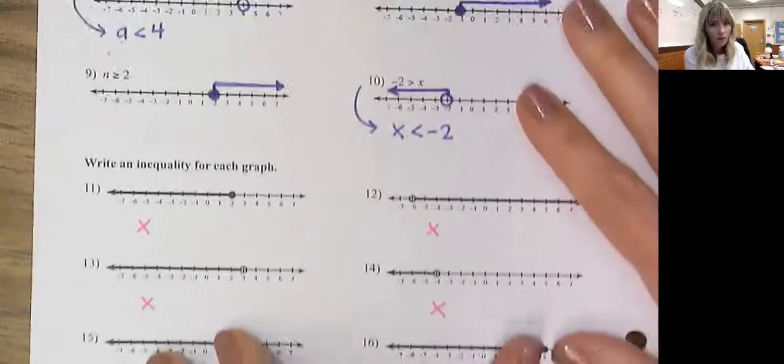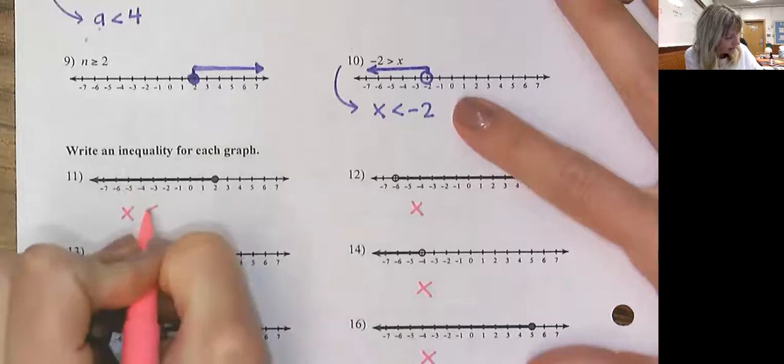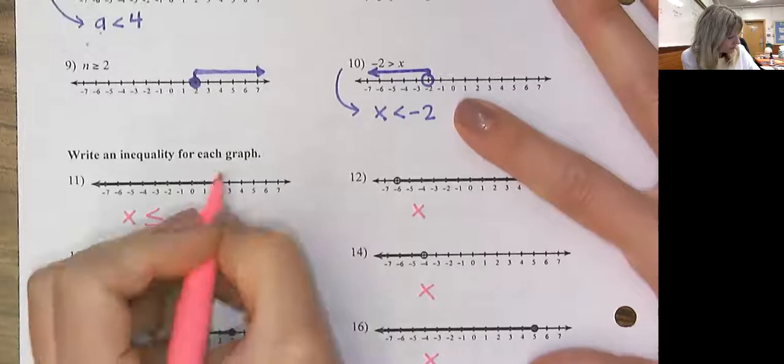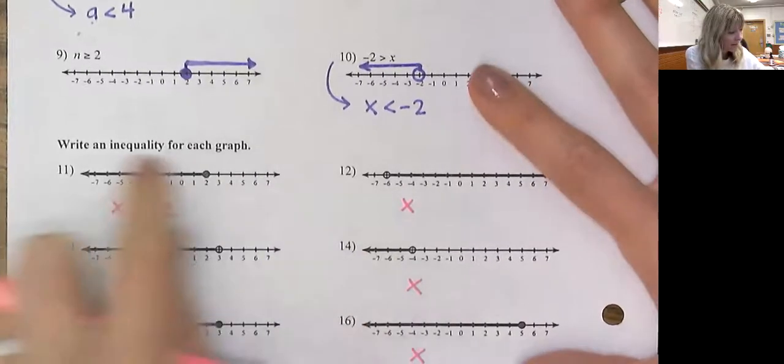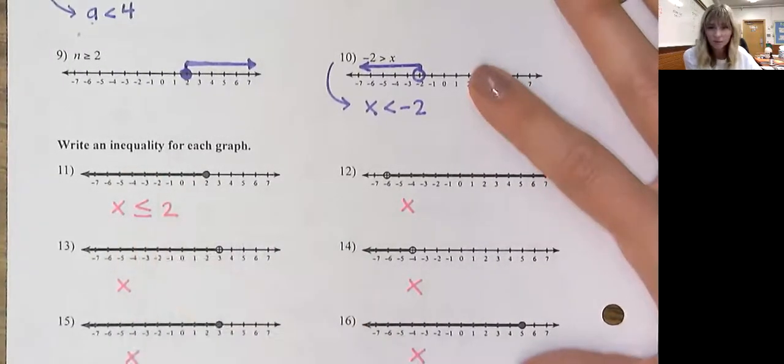All right, here I go. Closed and to the left means less than or equal to. And then I just need the number. Well, that's where the circle is. There we go. This graph is showing x is less than or equal to 2.